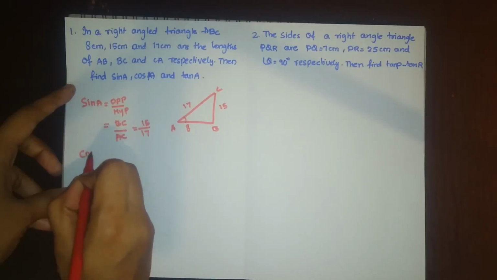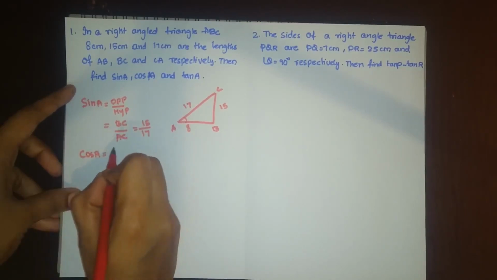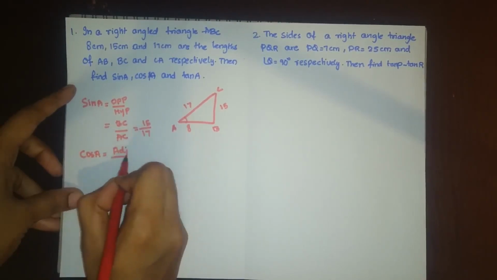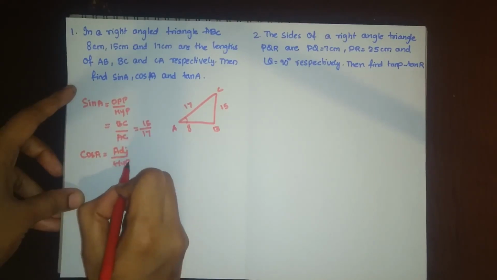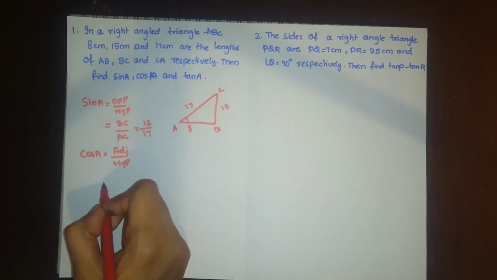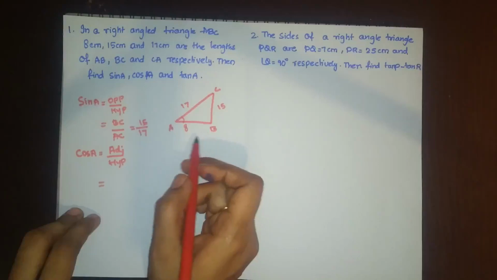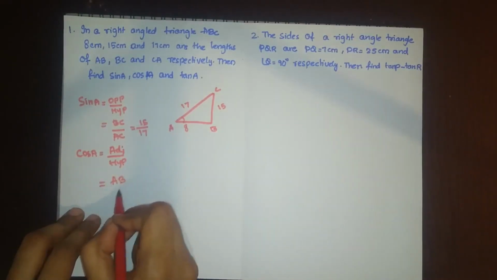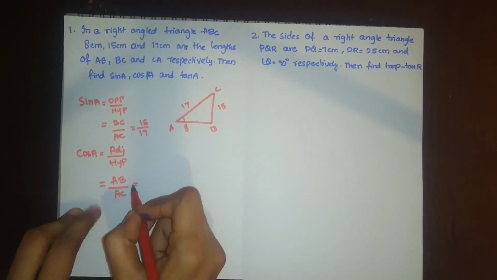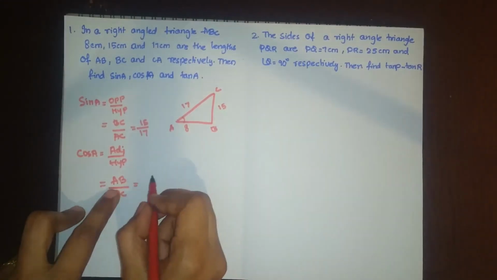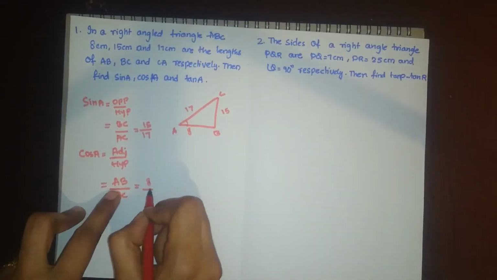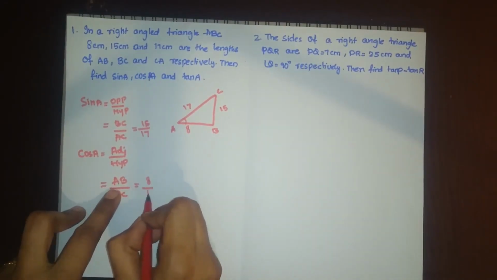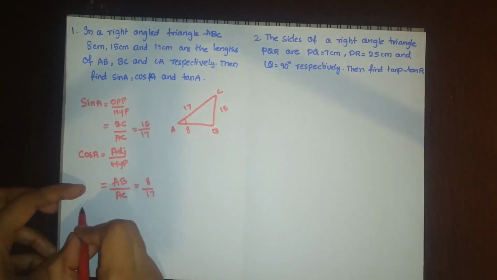Now, cos A. It is adjacent divided by hypotenuse. What is adjacent to angle A? Which side is adjacent to angle A? AB divided by hypotenuse AC, which is equal to 8 divided by 17, since the length of AB is 8 and the length of hypotenuse AC is 17.